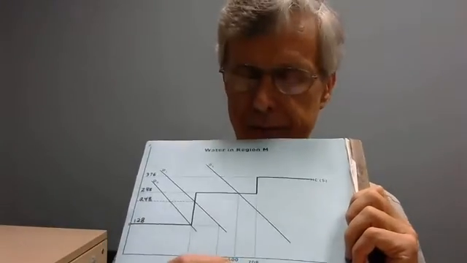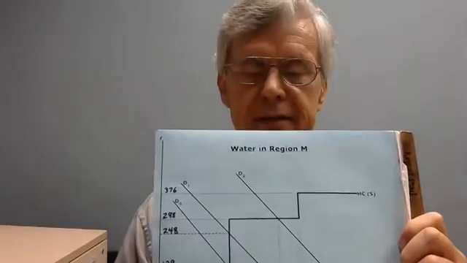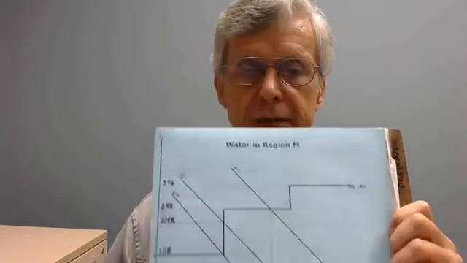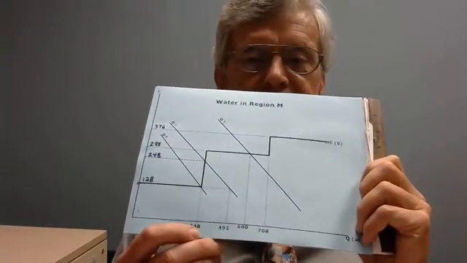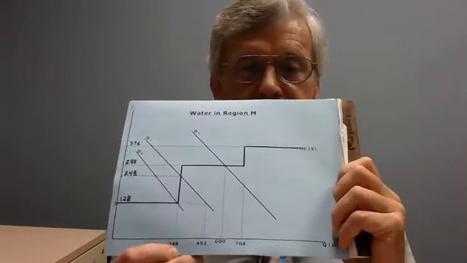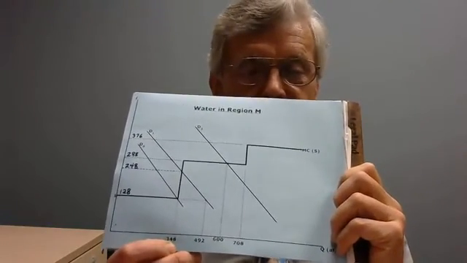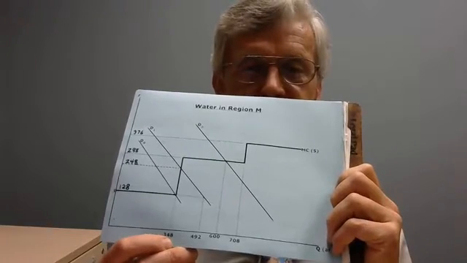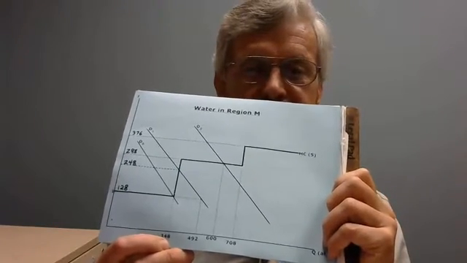Up to 348, I have to keep saying that because the screen went blank, up to 348 acre feet a year. Okay, no problem. 128 is the marginal cost. It's constant, so it's equal to the average cost.